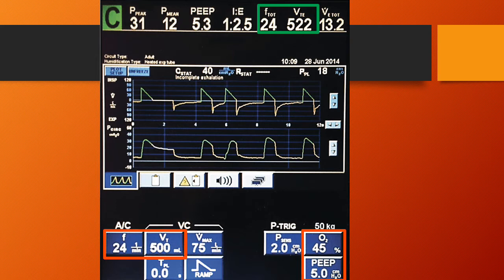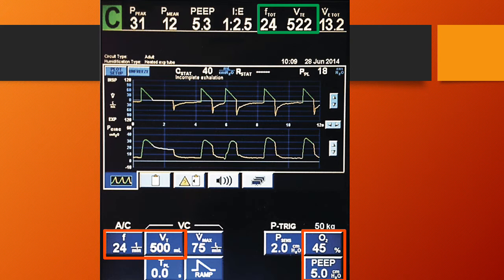So I have set that I want them to take at least 24 breaths, and this patient is taking 24 breaths. I also have this other one circled that says VTE, and that's the total amount of volume that the patient is getting with their breath. So remember down here, I said I want them to take at least 500 milliliters of air in each breath, and they're taking 522, so good for them. So they're meeting that limit.